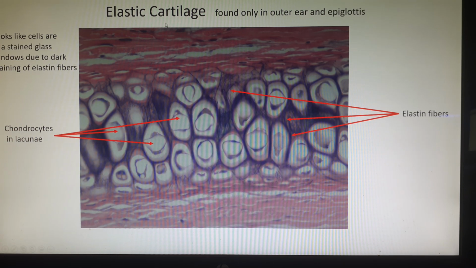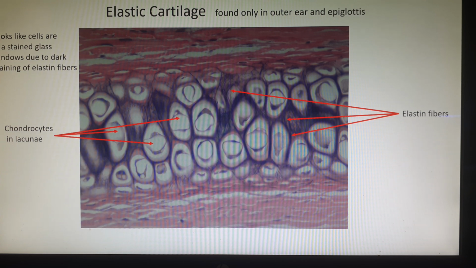Now, where in your body do you have this? You only have it in 2 spots. It makes up your outer ear and the epiglottis, which is the flap that goes back and forth between covering your esophagus and your trachea, going back between breathing and swallowing. Now, elastic cartilage is not as strong, but it's much bendier and stretchier than hyaline cartilage.